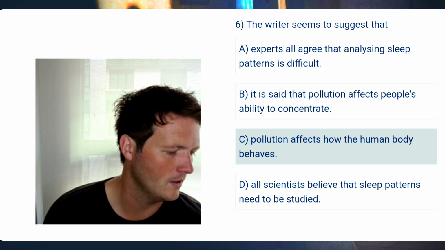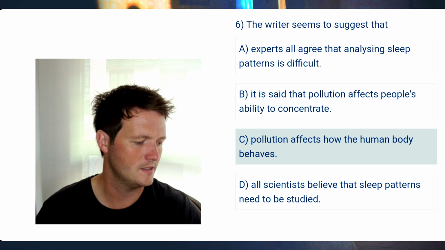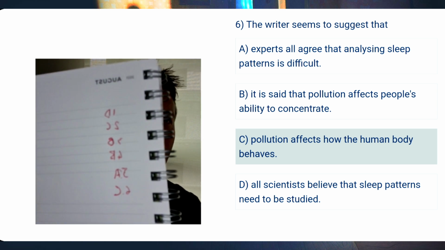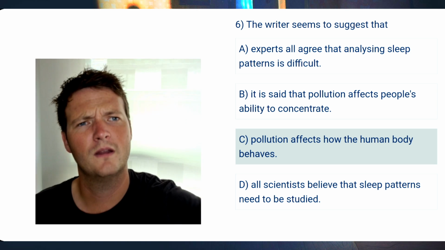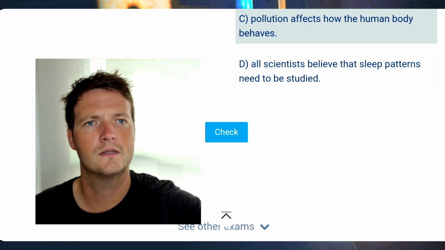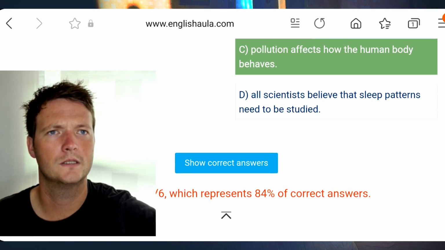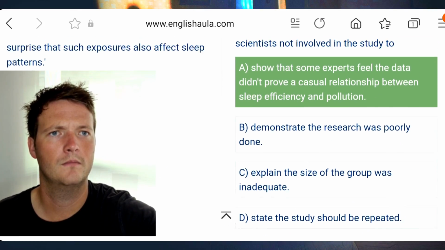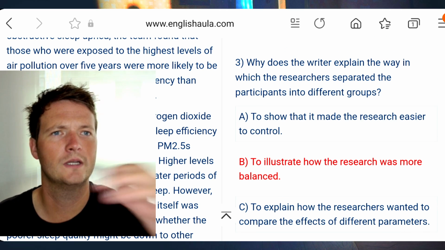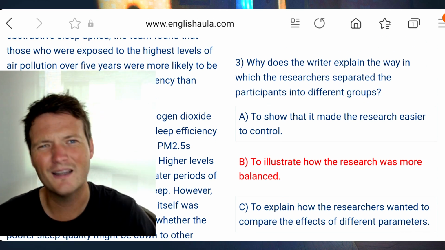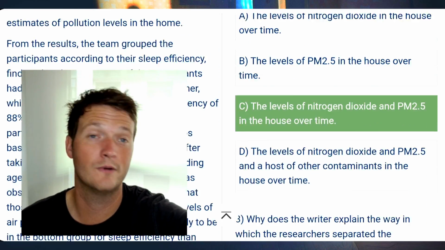So, just to be clear, I got 1D, 2C, 3B, 4B, 5A, 6C. So you can see them all there. Probably the wrong way around, but anyway, you get the idea. I don't know if I've even registered my answers here, have I? So it says that I've got one wrong. Right, okay. So C, that was right. A, right. B, so this was wrong. To illustrate how research was more balanced. Yeah, I really didn't get the answers in number 3 at all, to be honest. So the rest were correct according to this.